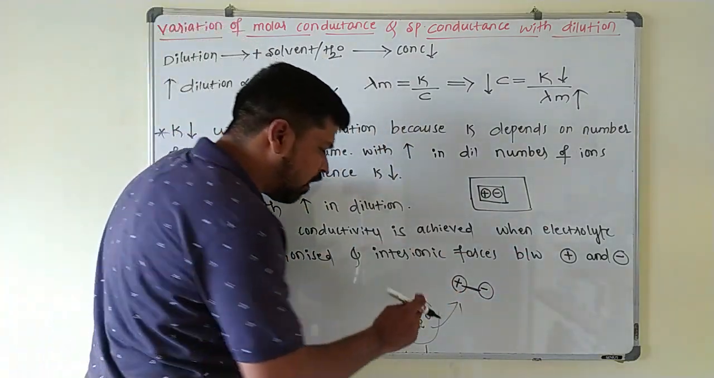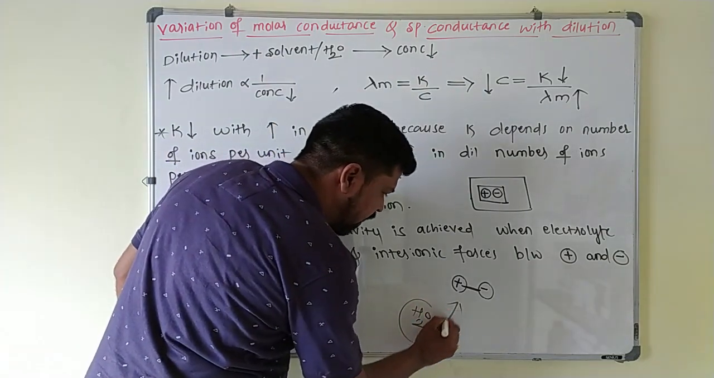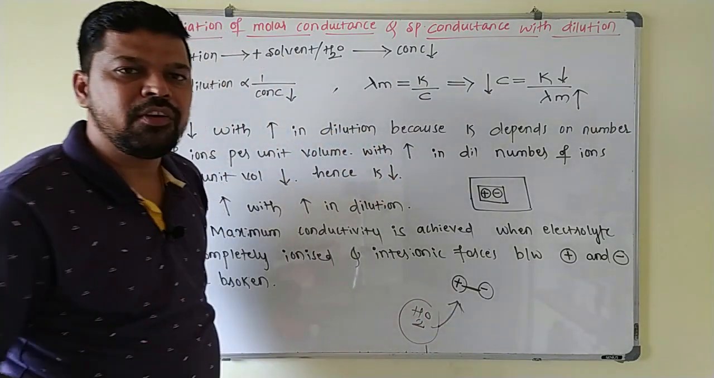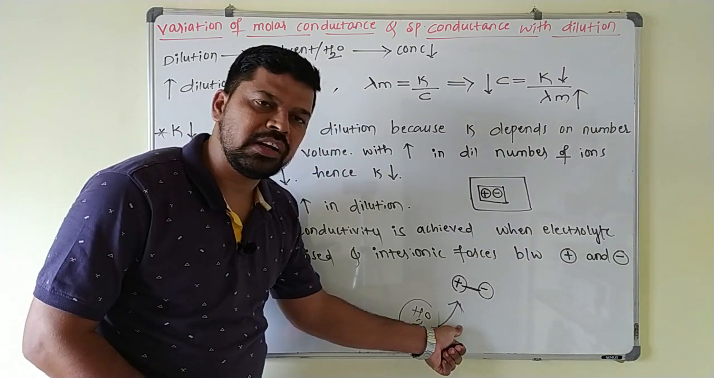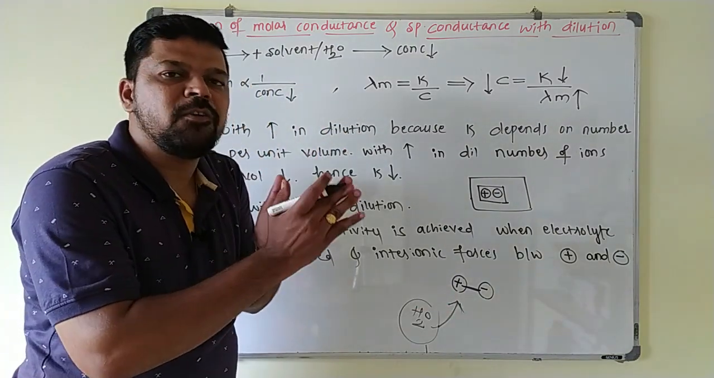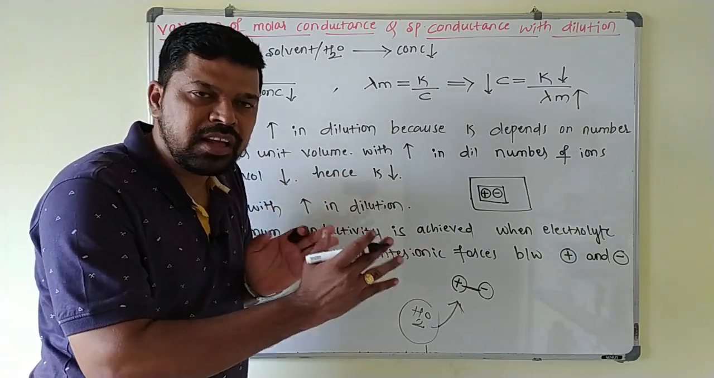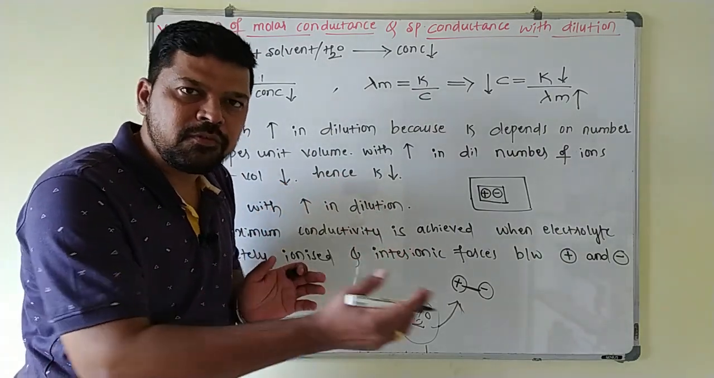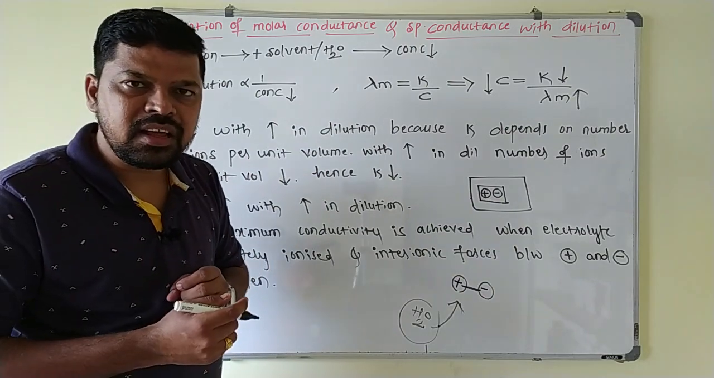So in order to break this force of attraction, what you are doing here? You are doing dilution. Dilution is nothing but addition of water. Once water is added, they will move far away from each other and the force of attraction between the ions is broken. Then they move independently and very fast. Again, there is an increase in the conductance.